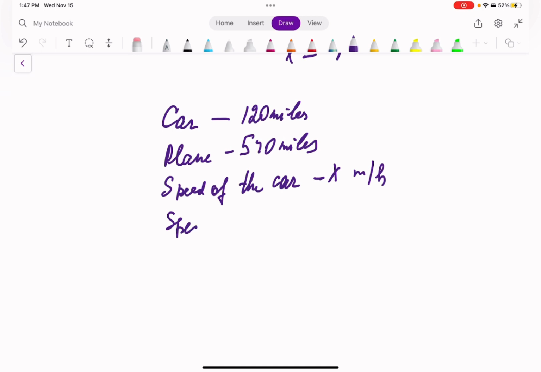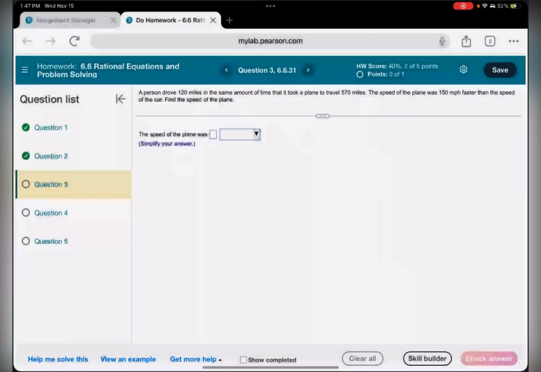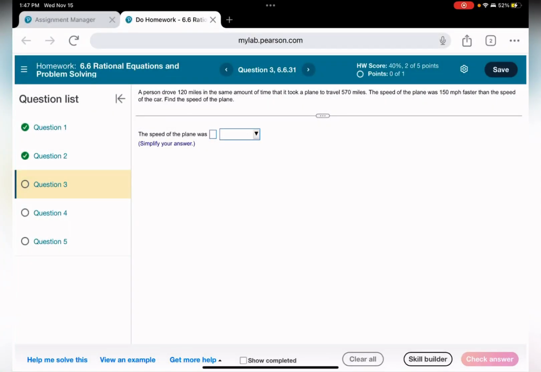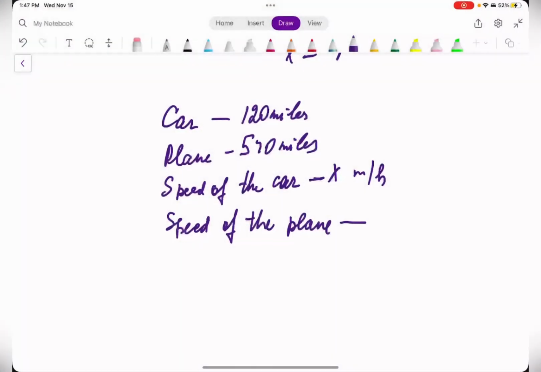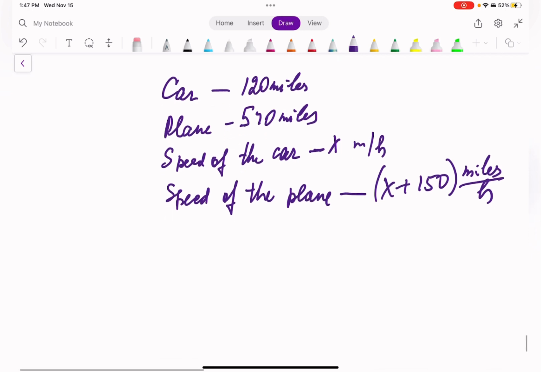And the speed of the plane, that's the subject of our interest, right? Was how much? 150 miles per hour faster than the speed of the car. So it's going to be x plus 150 miles per hour. Writing it this way this time. Because it takes the same amount of time, they are equal.